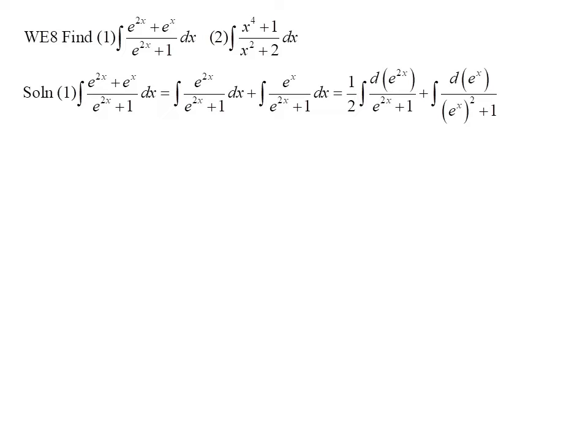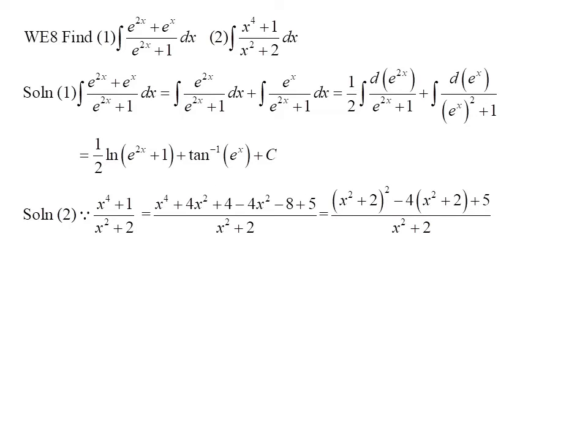which can be written as half of the integral of 1 over (e to the 2x plus 1) d(e to the 2x) plus the integral of 1 over ((e to the x) squared plus 1) d(e to the x), which equals 1 over 2 times ln of (e to the 2x plus 1) plus arctangent of e to the x plus C.